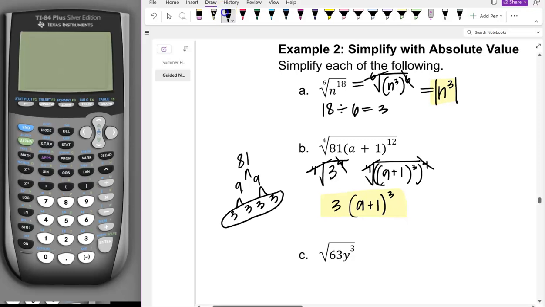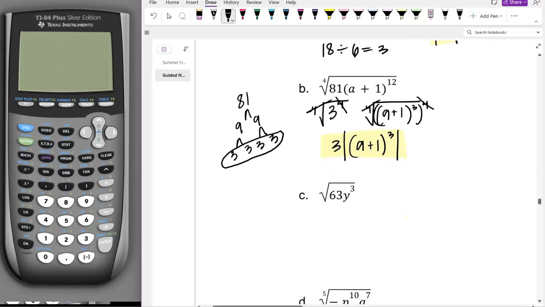Double check. Did we have any even roots of even powers? Yes. We did the even root of an even power, and the answer was odd. Since the answer is odd, we have to put an absolute value around that. Next, problem C. The square root of 63, y cubed. 63. Let's look at a factor tree for that.